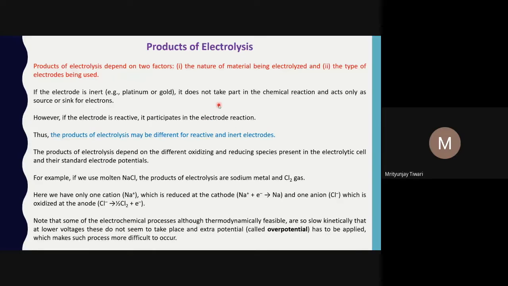So these electrodes were taking part in the reaction, and so these were active electrodes. If the electrode is not taking part in the reaction, it is just providing a surface for the reactions to happen and allowing electrons to flow, then it is called a passive electrode or an inert electrode. The more common term is inert electrode, and platinum and gold electrodes are generally considered inert electrodes. These inert electrodes act only as a source or sink of electrons and also provide a surface for the reactions to happen. However, if the electrode is reactive, it participates in the electrode reactions, as in the case of copper that we have seen.